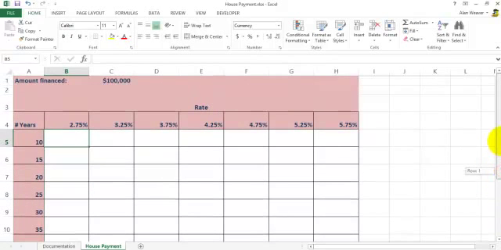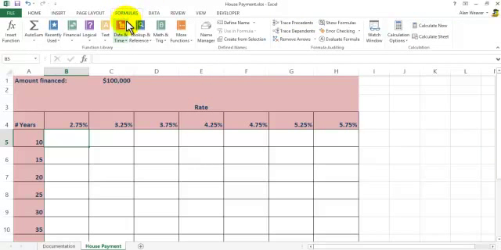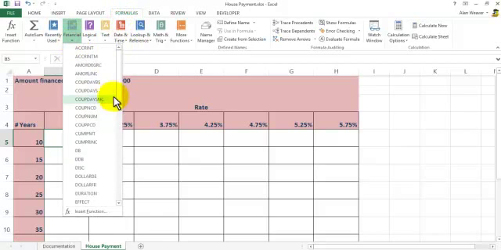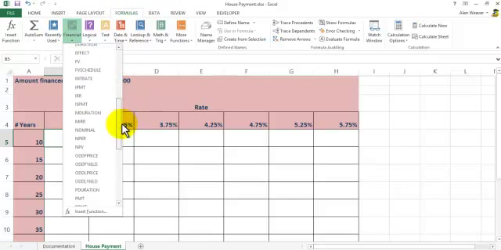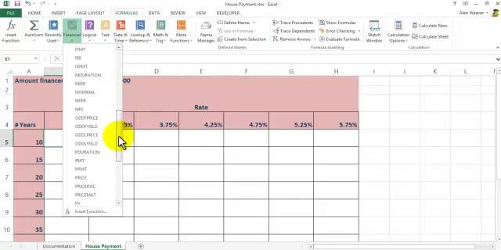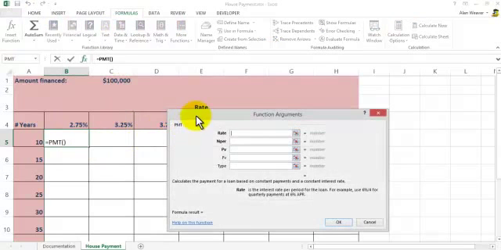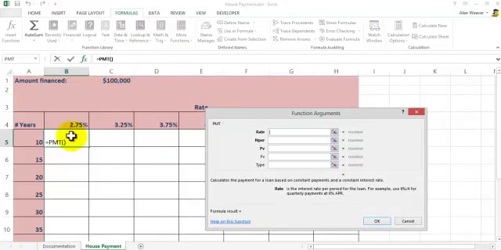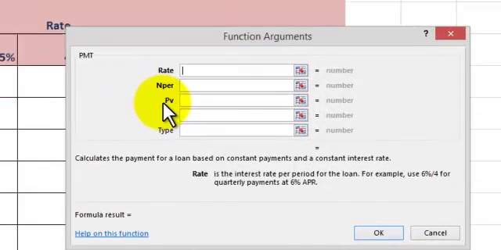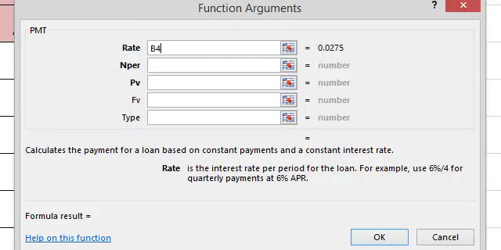We're going to be using the payment function, PMT. We click on formulas, and it is a financial one. We click inside here. We find PMT. It's alphabetical. Okay. Step one was make sure you're in the correct cell, which is where we were. We've got the rate, which is right here.